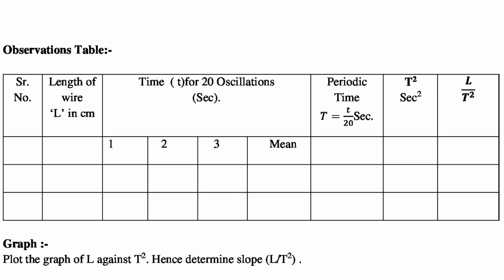After taking the different lengths and finding the time period, we enter all these readings in tabular form. We get one column for the length L, another column for the time period T, and the last column for L upon T square. Once this is made, we can find the modulus of rigidity using the given formula.